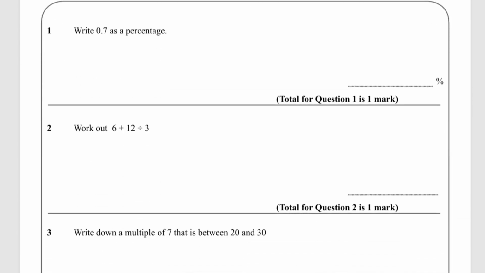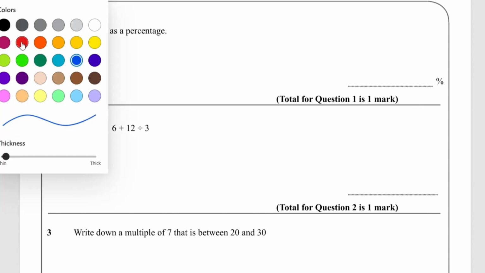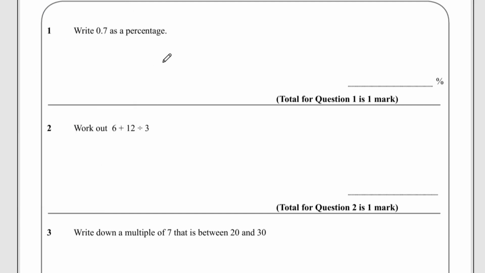All right, let's begin with the first few questions. 0.7 as a percentage, this is simply 70%. So you multiply by 100 anytime you change it into a percentage. So you just move two places to the right, 70%.